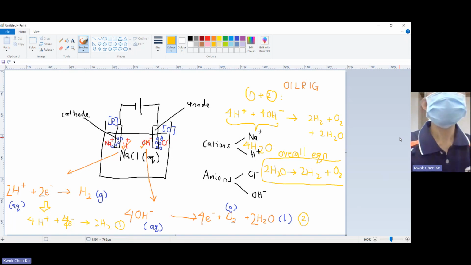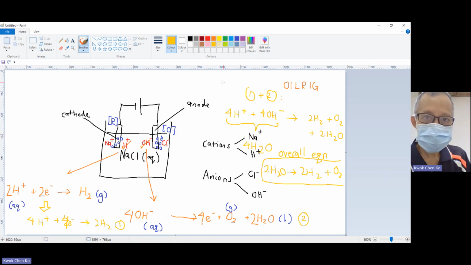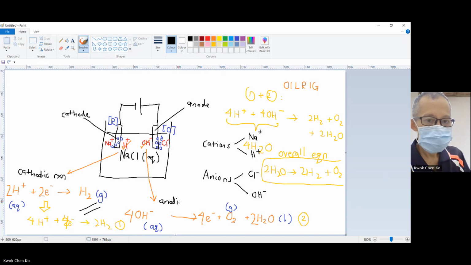Lastly, I want you to interpret the question because the question will be very specific. So this equation that I've written is called the cathodic reaction. If they ask you to write the cathodic reaction, this is your answer. Of course, the other one is called anodic reaction. Lastly, if the question wants you to write the overall reaction, this is the answer.